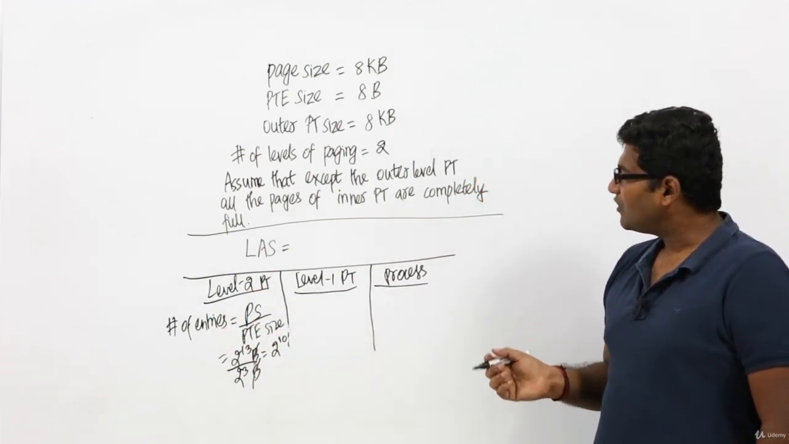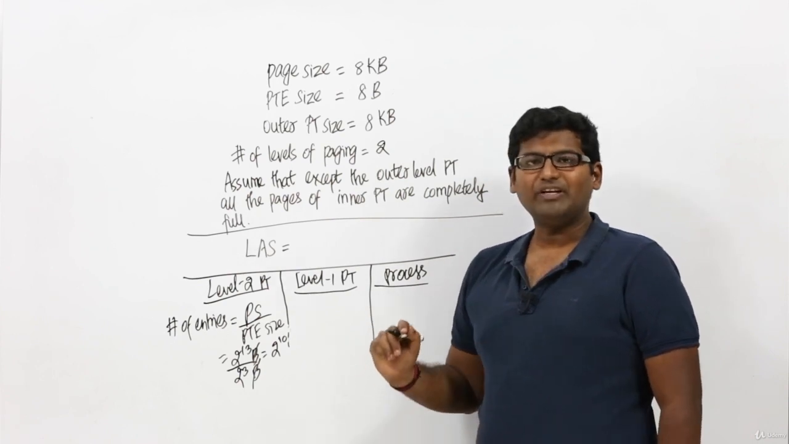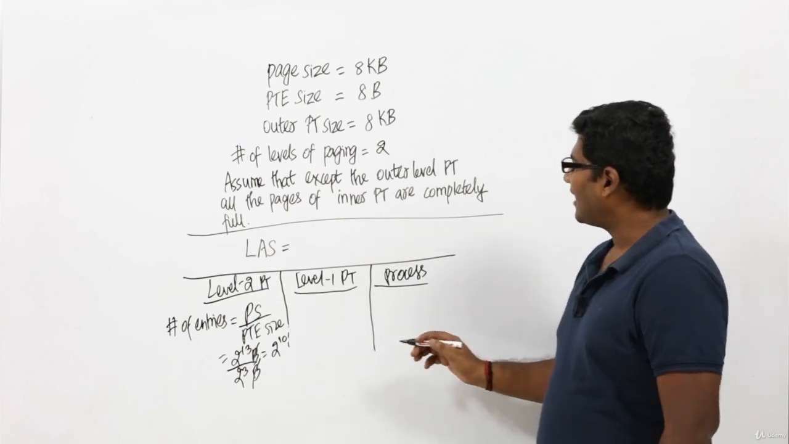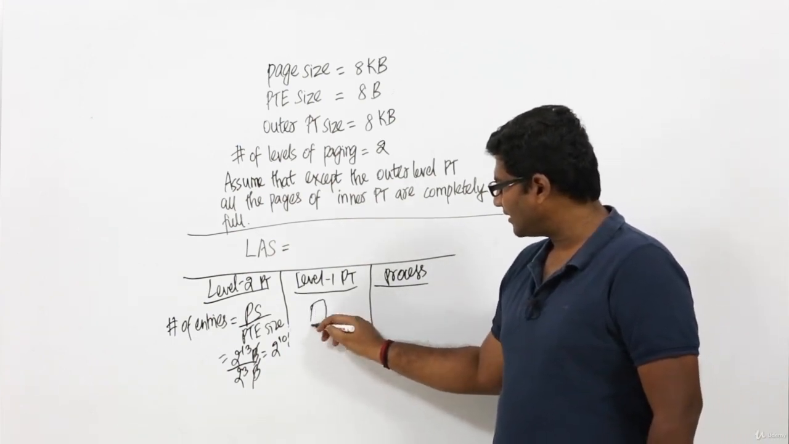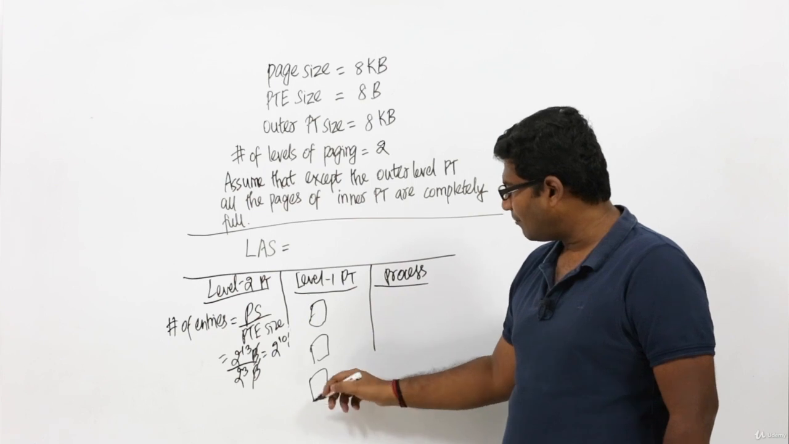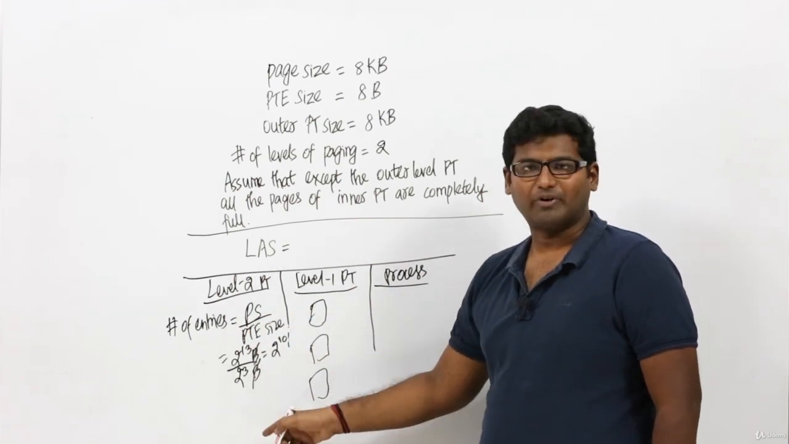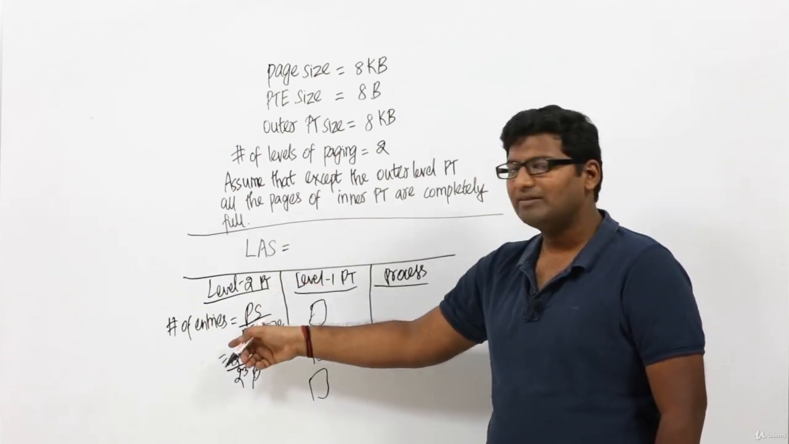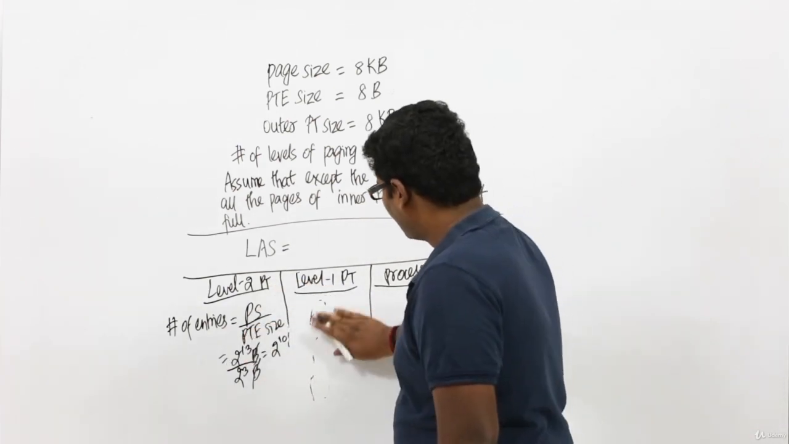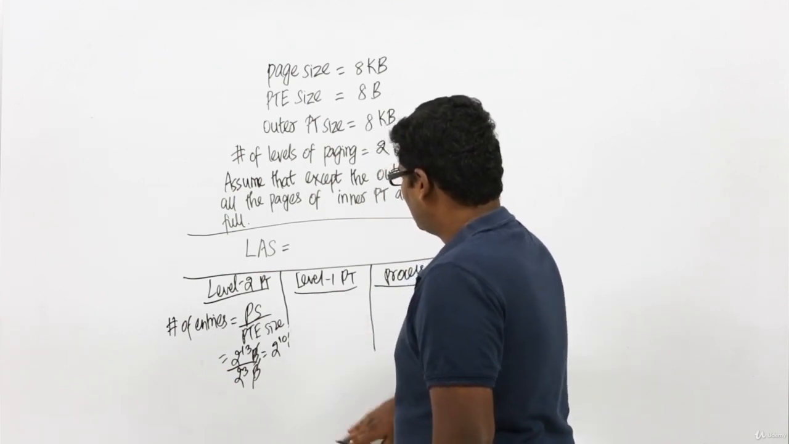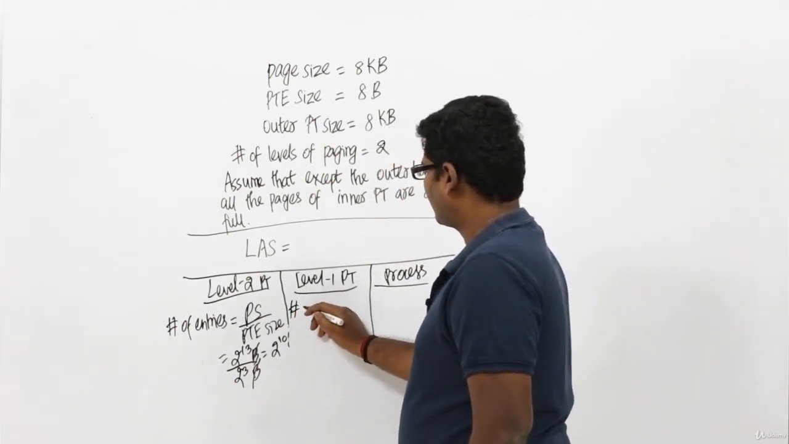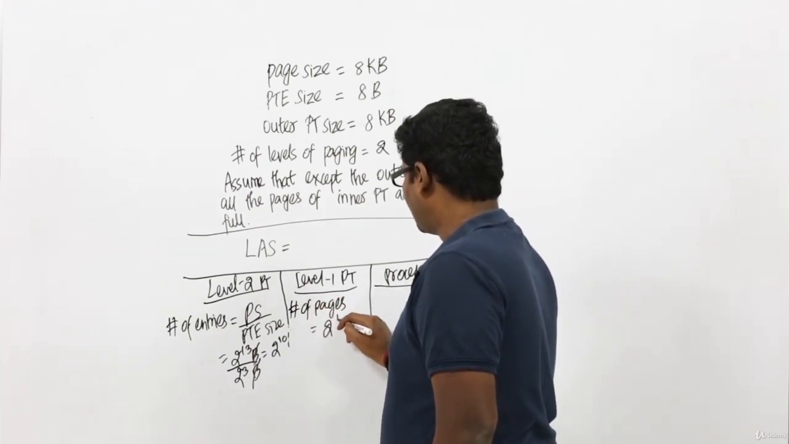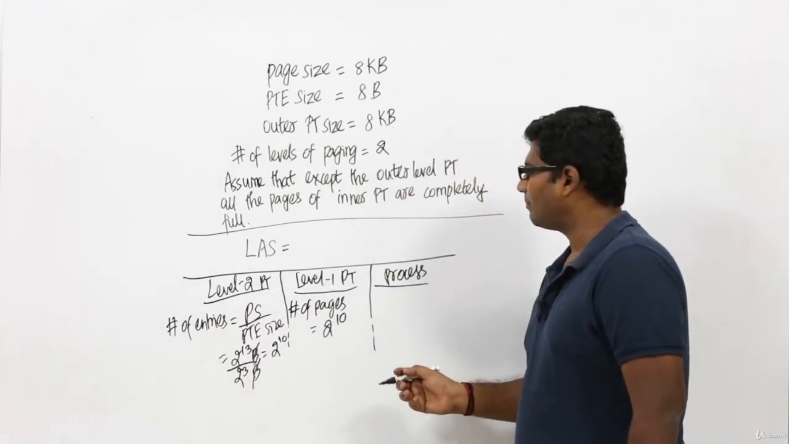What does it mean? Which means in level 1 page tables we should have had 2 power 10 pages, right? See, only in case if we have 2 power 10 pages over here, we should have maintained 2 power 10 entries in this page table, right? Because for every page over here, we maintain an entry in this level. So number of pages over here is nothing but 2 power 10. So we have a total of 2 power 10 pages over here.